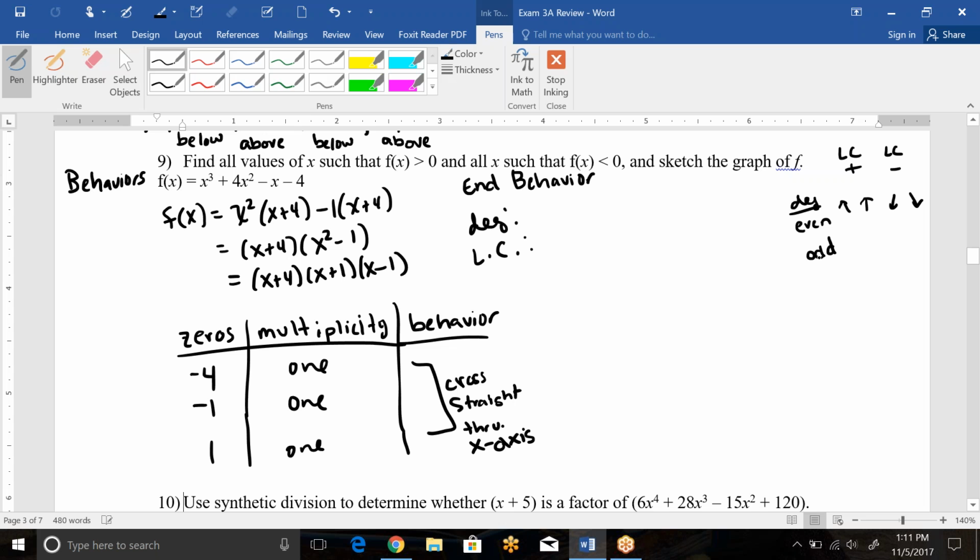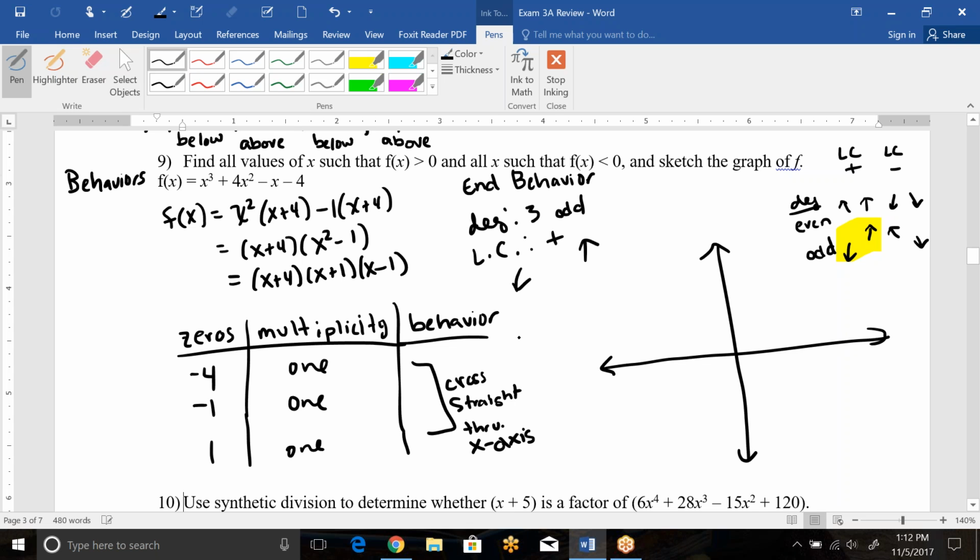If you have an odd degree and a positive leading coefficient, you're down on the left and up on the right. If you have a negative leading coefficient and an odd degree, you're up on the left and down on the right. So our degree is a 3, which is odd, and our leading coefficient is positive. So that means we are this scenario right here: down on the left, up on the right. So this is just a different way of thinking about graphing instead of using a sign chart. So this is all based on behaviors.